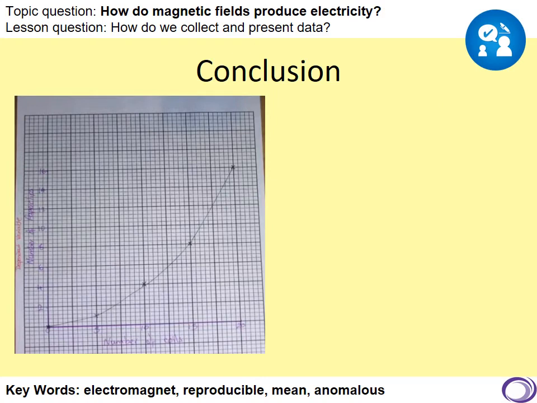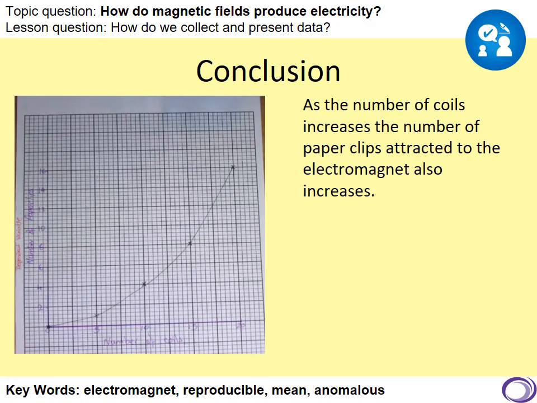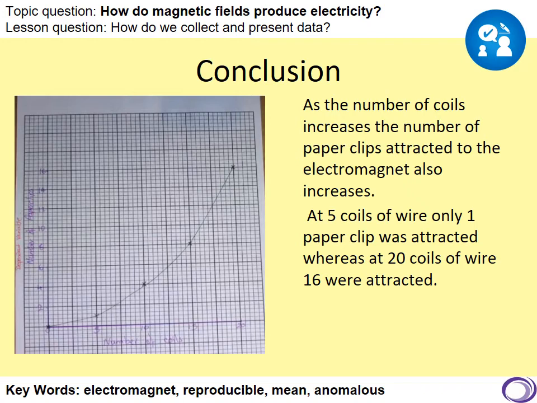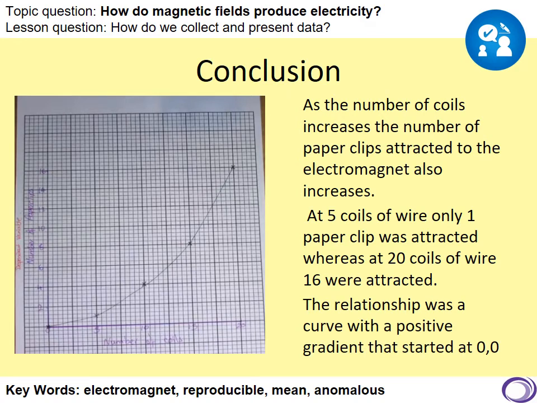Let's have a look at a model answer then. So the first thing I would write was, as the number of coils increases, then the number of paper clips attracted to the electromagnet also increases. I'd then say at 5 coils of wire only 1 paperclip was attracted, whereas at 20 coils of wire 16 were attracted. So I've proved the relationship. And then finally I'd say the relationship was a curve with a positive gradient and that it started at 0, 0.